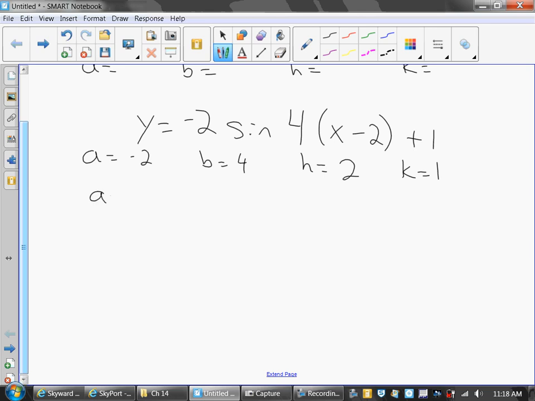Now let's see what you remember for the amplitude. What's your amplitude here? The A value is negative 2. What's the amplitude then? 2. Very good. Remember, the amplitude is always the absolute value of A. It's 2. Now, what about the period? So it'd be 2 pi over the absolute value, so it's pi over 2. Okay.